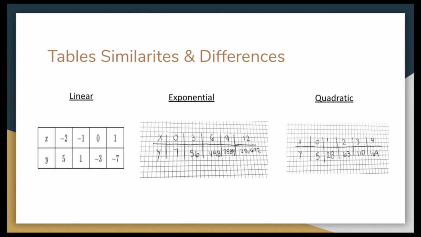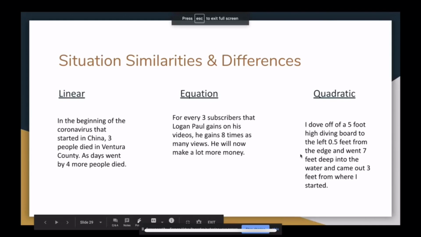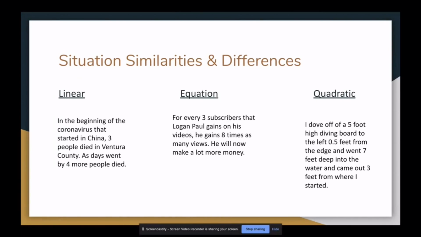So yeah, thank you. So this is the similarities and differences between all the situations that we had for the linear web, the equation web, and the quadratic web. So first I'm going to read them all. For the linear web, our situation was in the beginning of the coronavirus that started in China. 3 people died in Ventura County. As days went by, 4 more people died.